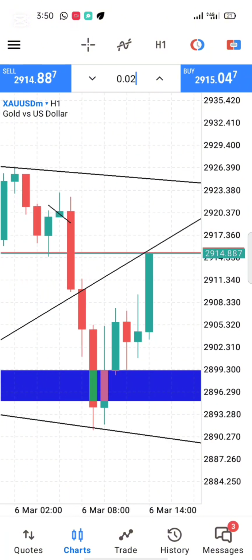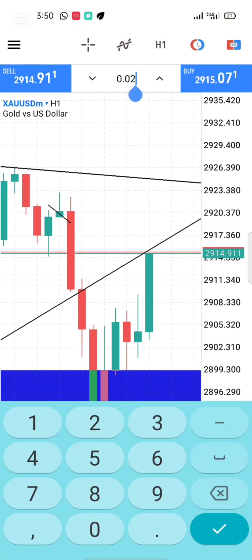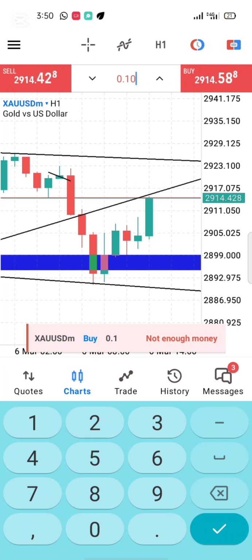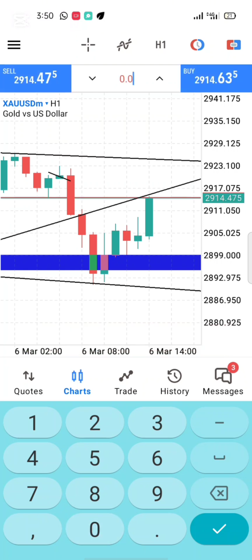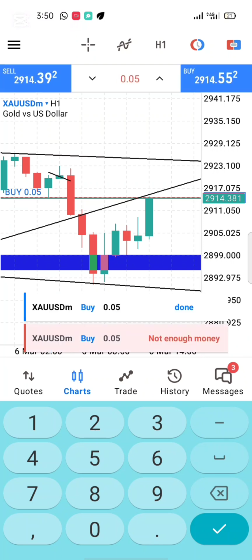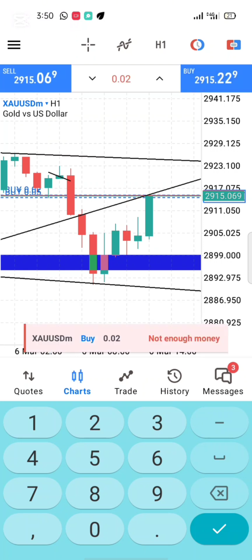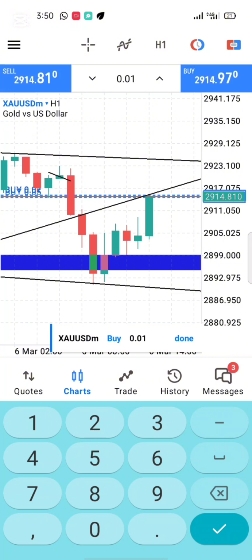Currently from here, I've increased my lot size to 0.10 at this point, and I'll be entering my buys here. Not enough money, so I'll be increasing to 0.05 lot size. I'm entering my buys at this point. Let's see what this trade has for us. I'll be entering with 0.02 lot size. I'm trying my best to enter positions to take this account to something very massive.